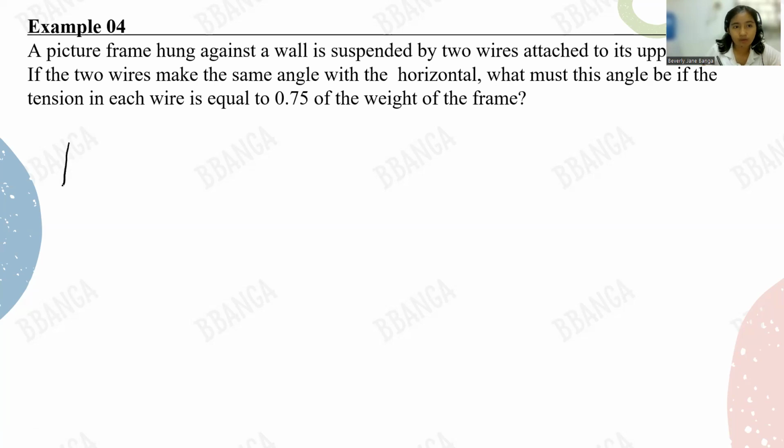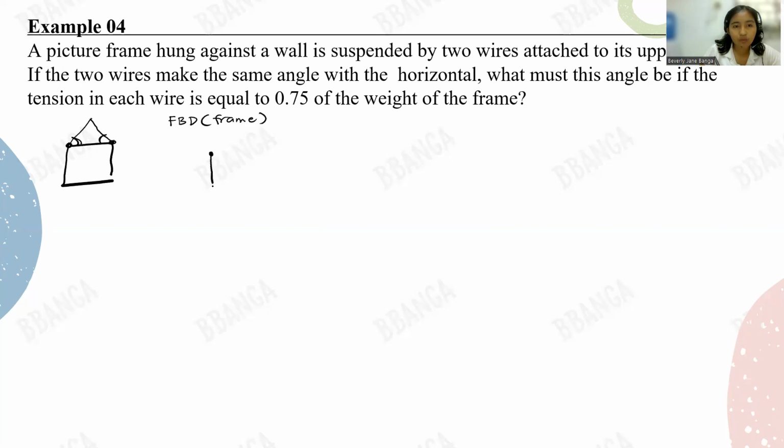So halimbawa, meron tayong picture frame and then it hangs against a wall suspended by 2 wires attached to its upper corners. Yan. And the 2 wires make the same angle with the horizontal. So, ibig sabihin, pag ganyan yung kanyang wire, and they both make the same angle with the horizontal dito. What must this angle be if the tension in each wire is equal to 0.75 of the weight of the frame? So, first, let's draw the FBD of the frame.